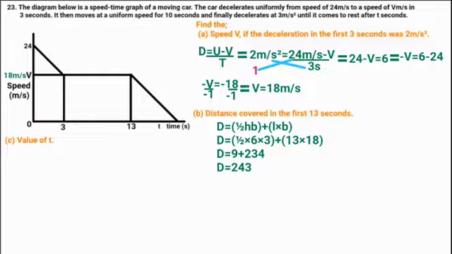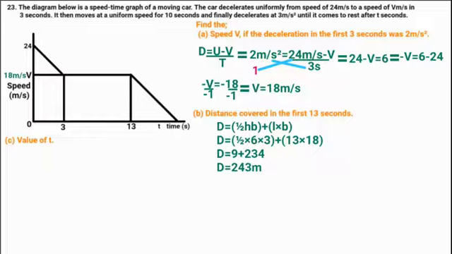So I can even put meters there. So the vehicle covered the distance of 243 meters in 13 seconds. Now we come to question number C, the value of t.